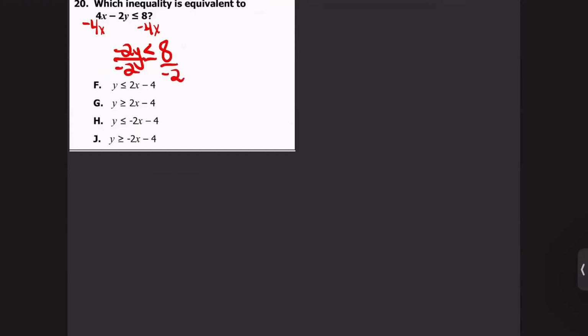What did I tell you in the previous video? I told you that anytime you divide across the inequality by a negative, your sign flips and you'll get your answer. We can't forget about -4x, so we get -2x. So y is greater than or equal to -2x minus 4.